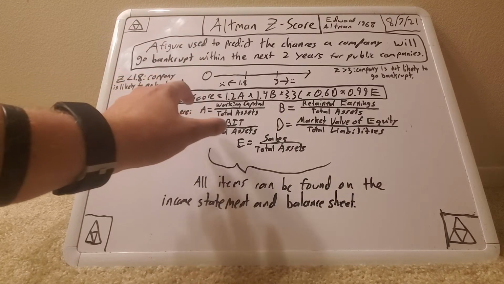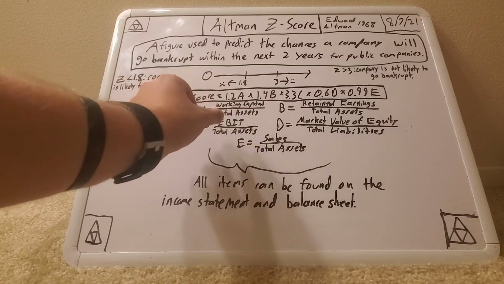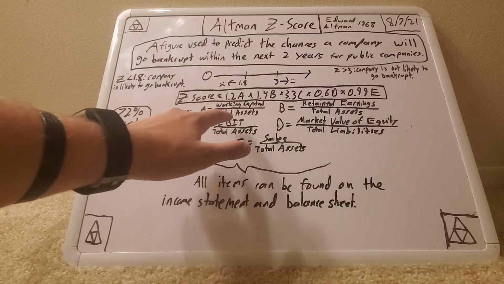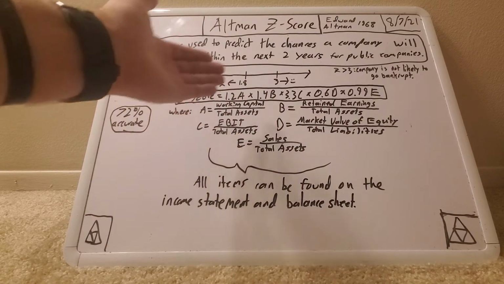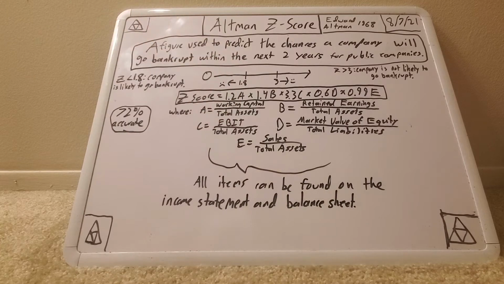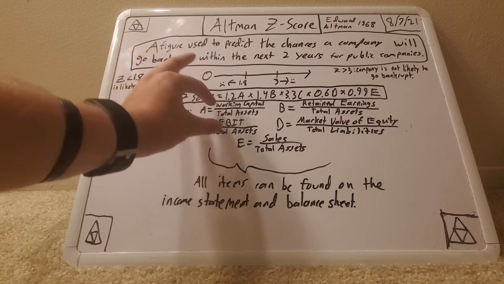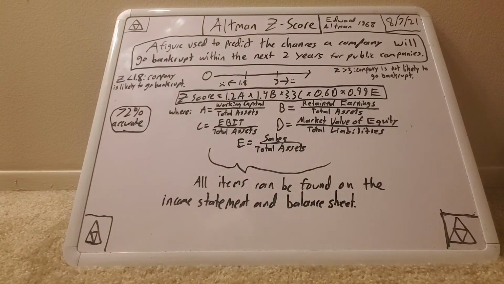But getting into each one, so here we have A. So 1.2 times A is going to be the first one. So A is just going to be the working capital divided by the total assets. Working capital is going to be current assets minus current liabilities. So that's going to be the equation for A, whatever that number is. You would just multiply it by 1.2, and then you would have the first part of the equation done.